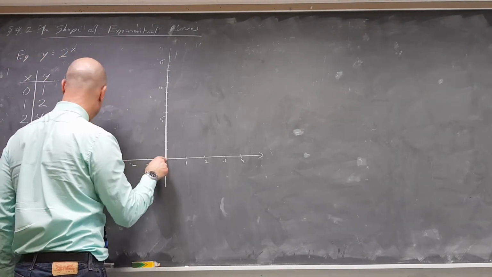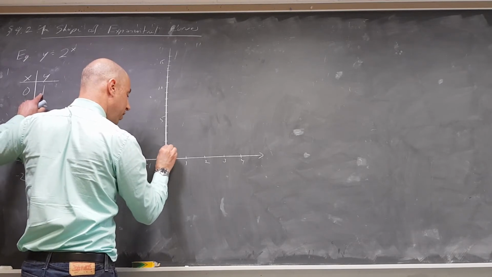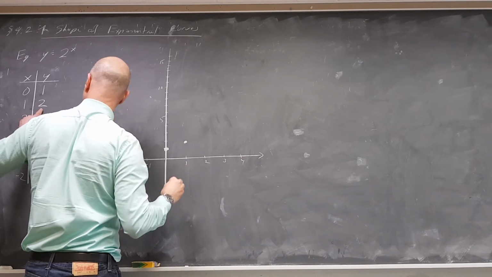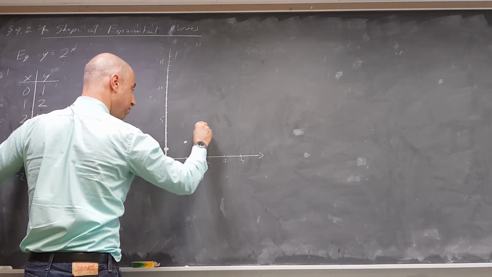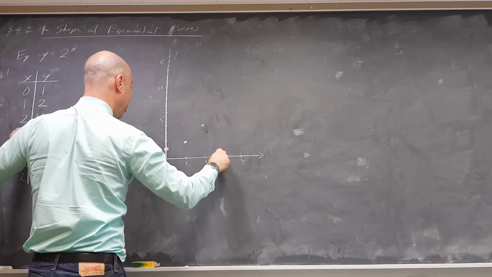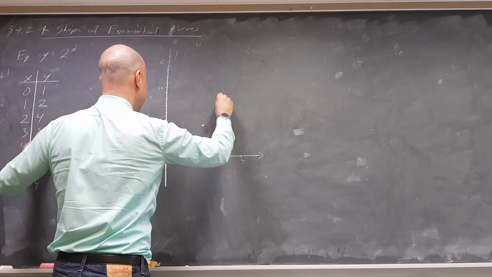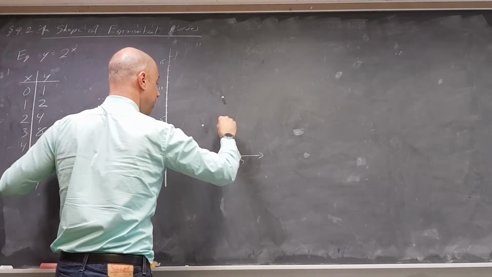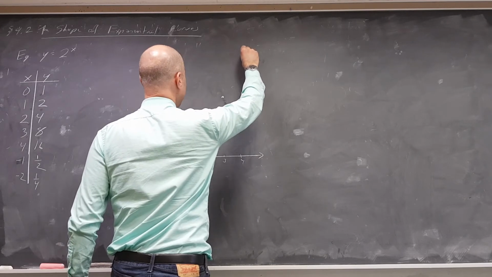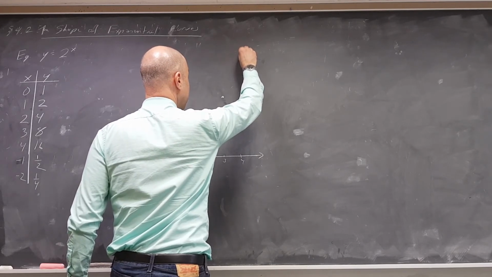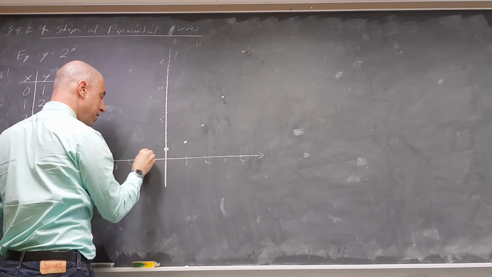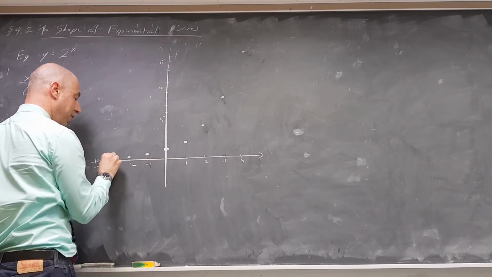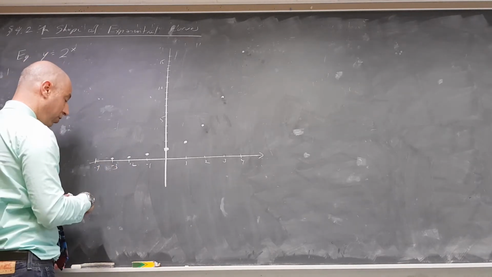So if x is equal to 0, y is equal to 1. If x is equal to 1, y is equal to 2. If x is equal to 2, y is equal to 4. If x is equal to 3, y is equal to 8. If x is equal to 4, y is equal to 16. If x is equal to negative 1, y is equal to 1/2. At negative 2, we're at 1/4. At negative 3, we're at 1/8. And we have a very familiar shape here.